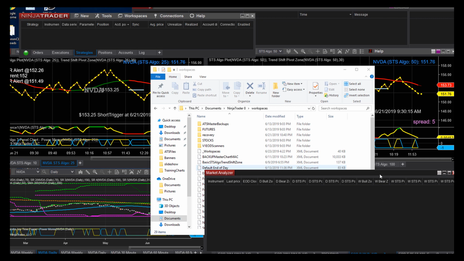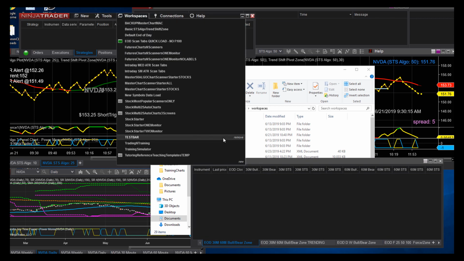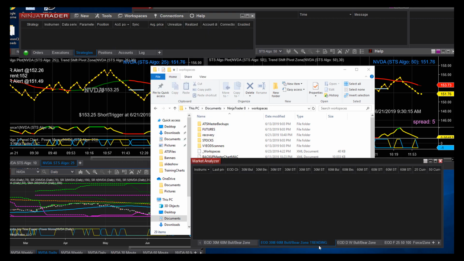There's some more scanners. I may have this down a little bit low. I'm not sure if you've been seeing what I've been talking about or not. This is the workspace, end of day scan tabs, and it has these bull and bear zone scanners. And I'm going to look over here and see what else is in here. Some force alerts. That, of course, requires the wick scanners. I think that's all it has to do with the bull and the bear zone in here.